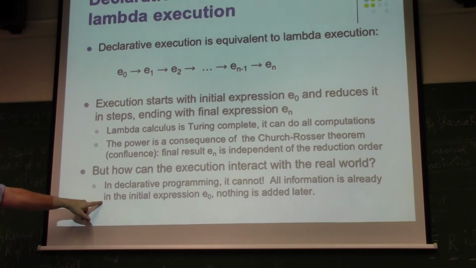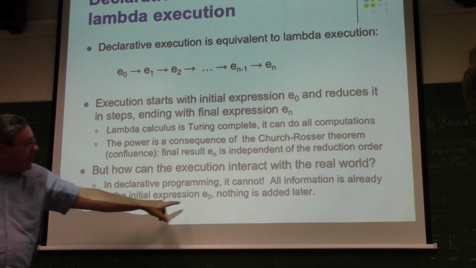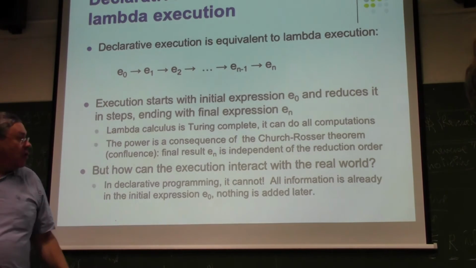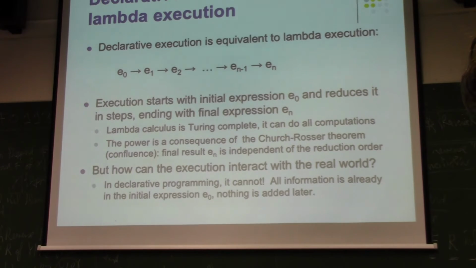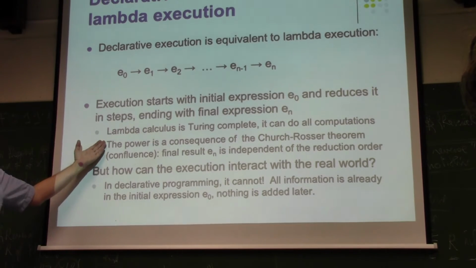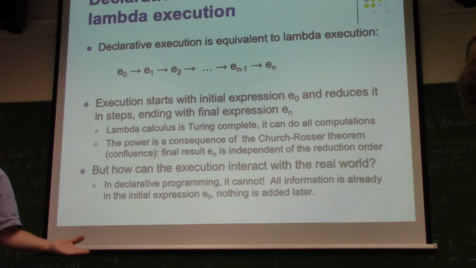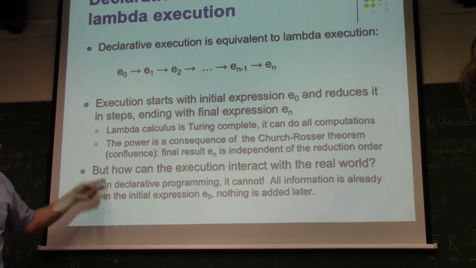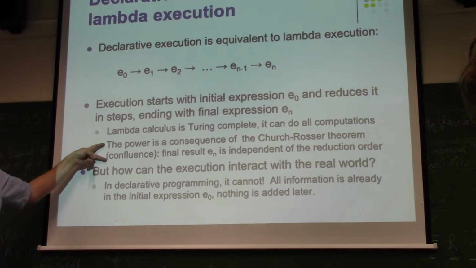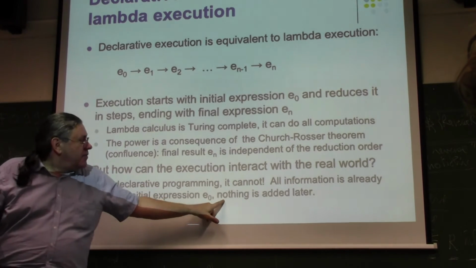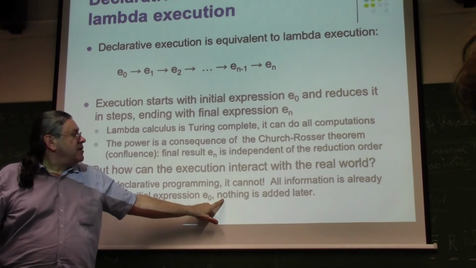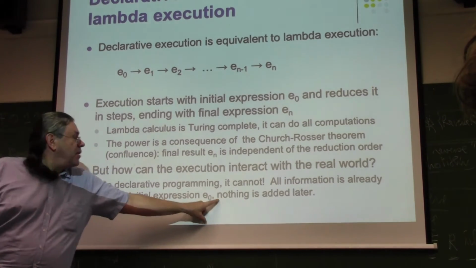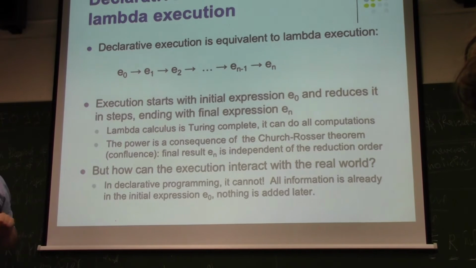All information is in the initial expression. You're not allowed to add anything later. So this is what you have to give up. If you want power, you have to give up something. That's very normal, kind of. So if you want this confluence power, you have to say that nothing can be added later. This is the sacrifice you have to make in order to get confluence.